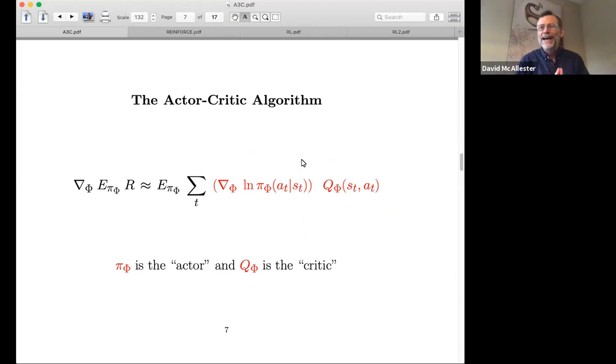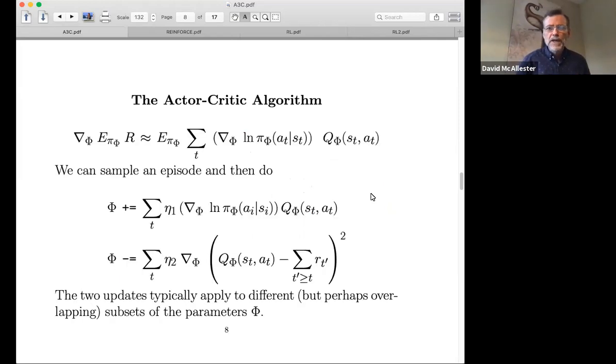So this produces the Actor-Critic algorithm, right? In the Actor-Critic algorithm, the policy is viewed as the actor. The policy acts, chooses actions, and this is the critic. This says how good your action is using a Q function. So now we've got 2 networks, and we're going to have to train them both. So what we can do is sample an episode from the policy, and what we're going to do is train both.